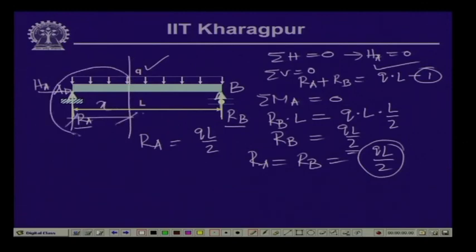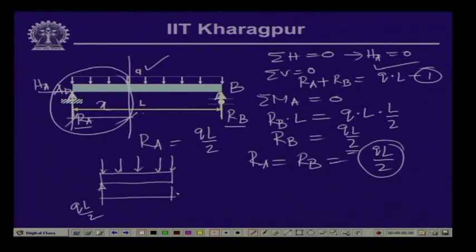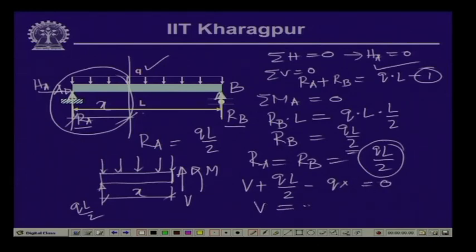Now, supposing we take a section here which is at a distance of x and draw the free body diagram of the left part of this particular beam. We have this beam with the reactive force which is Q L by 2, the distributed load over this particular segment, and let us call this distance as x. On this particular side we have the stress resultants, shear as V and the bending moment as M. If we take the vertical equilibrium of all the vertical forces, then we have V plus Q L by 2 minus Q times x equal to 0. So this gives us that V is equal to Q x minus Q L by 2.